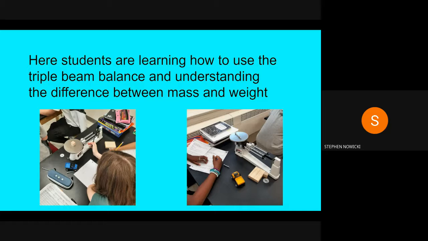So the students will have to find the mass of the objects, then find the volume of the objects, either using length times width times height, or the displacement method to calculate volume. And from there, they will calculate the density.